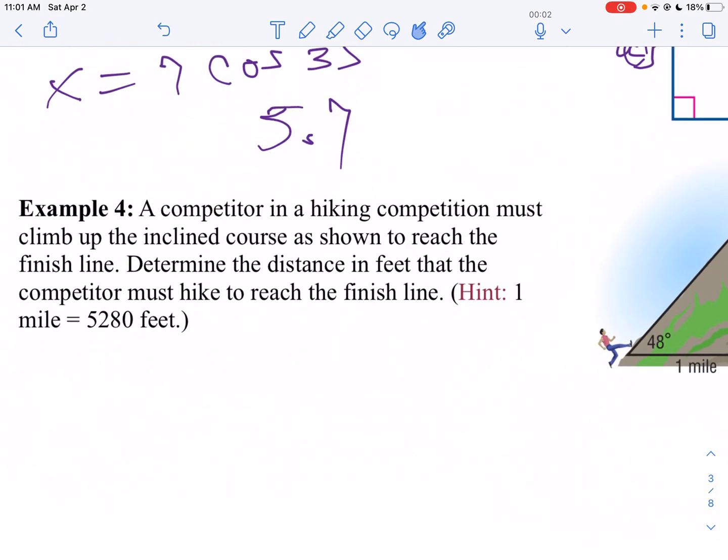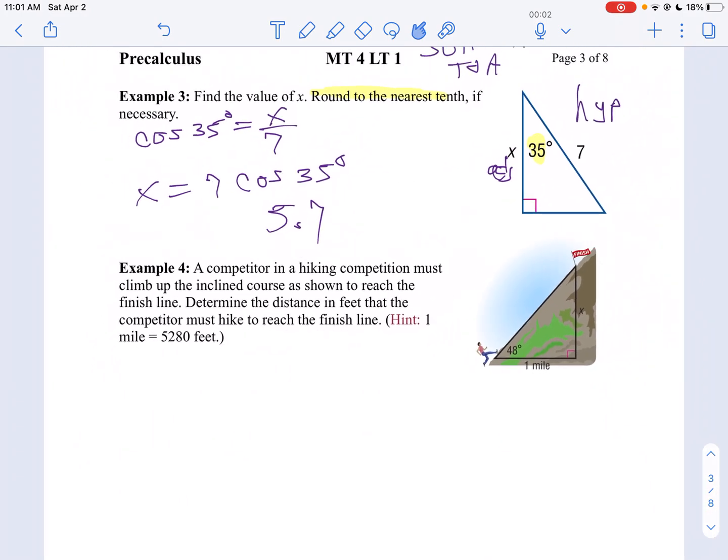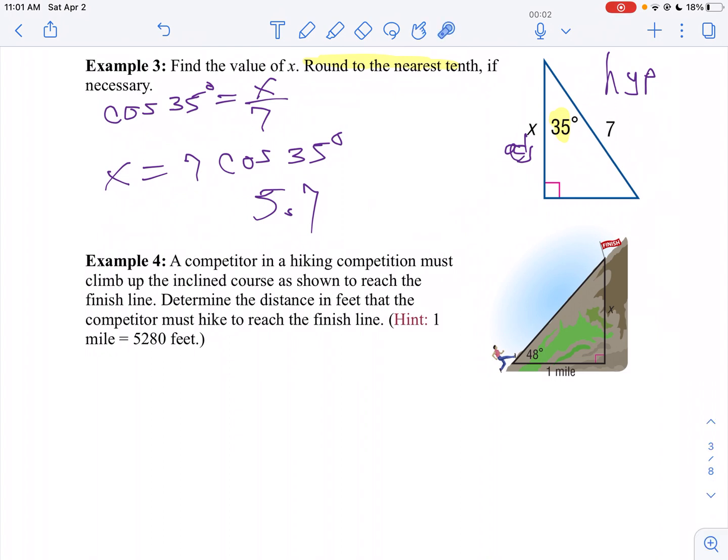Now example 4, kind of similar. A little bit less information we're given here again. It says a competitor in a hiking competition must climb up an inclined course as shown to reach the finish line. Determine the distance in feet that the competitor must hike to reach the finish line. Hint, 1 mile is 5,280 feet. So first off, we want our answer in feet, so we're going to go 5,280 feet.